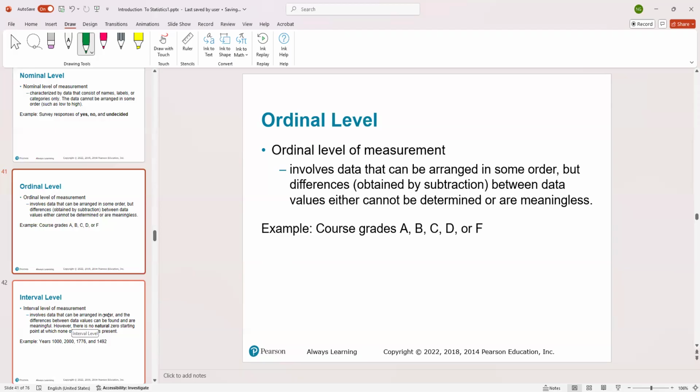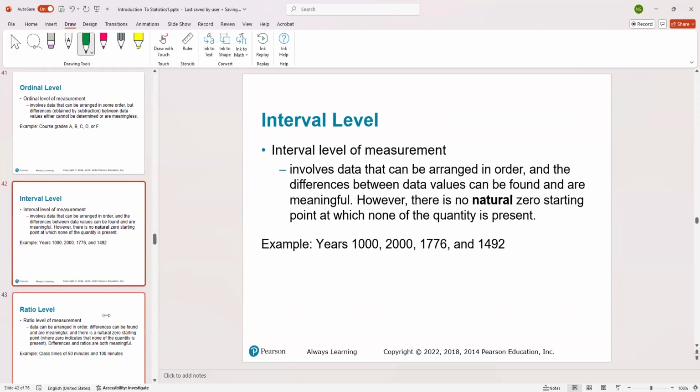Ordinal can be quantitative data or qualitative data. Data can be arranged in order or rank. The difference between data entries is not meaningful. Now, the next level, because we have 4 levels: nominal, ordinal. Now, the next one is interval. That has to do with quantitative data.